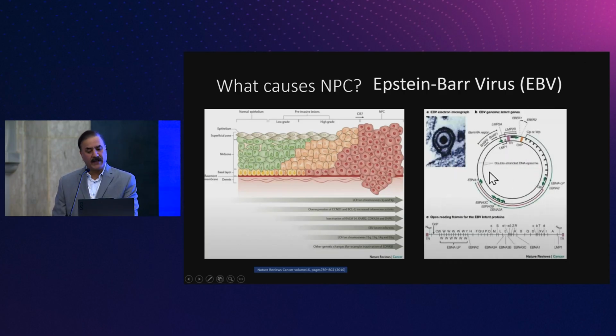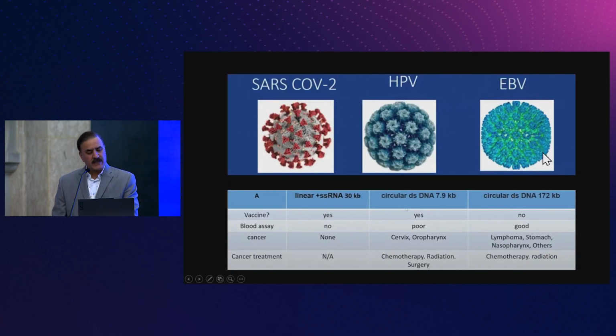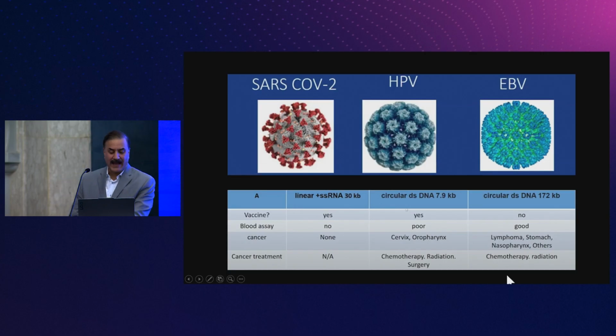We have a good handle on the EBV virus here. You can see an electron microscopic image of the virus itself. We know the sequence of the virus, and that's why it's important that we have good blood assays against this virus. These are the three viruses that we really know about. HPV, as we've already discussed in oropharyngeal cancers and other cancers, is not seen in the blood, but it has a good vaccine, as opposed to EBV, for which we have a good blood assay. We can pick it up, and obviously it does not have a vaccine as yet. And these are the different cancers that are associated with these viruses.